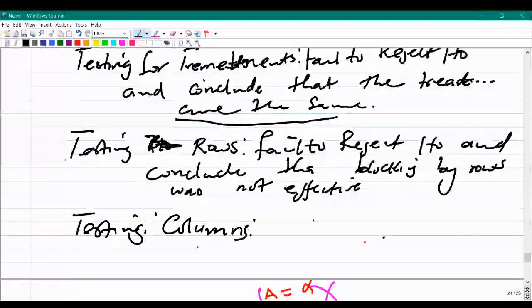Testing for the columns, you do the same thing. Don't write H0, H1. It will consume your time, unless it's an assignment. But for the test, because you have limited time, don't write them, the H0 and H1. Just indicate the decision and your conclusion.